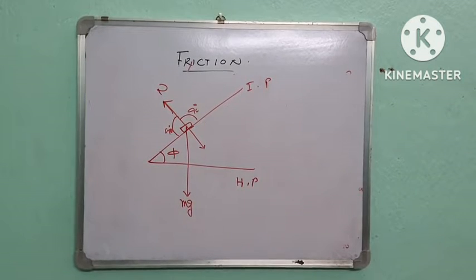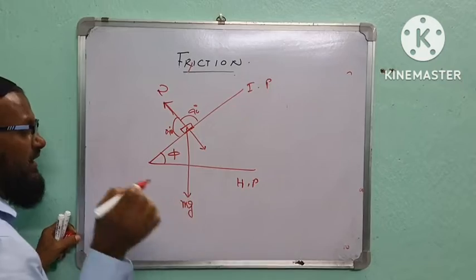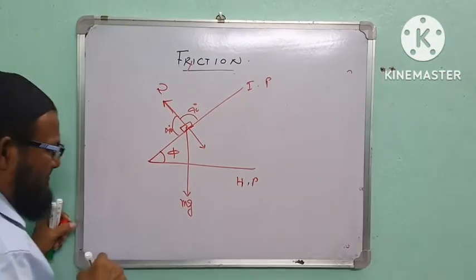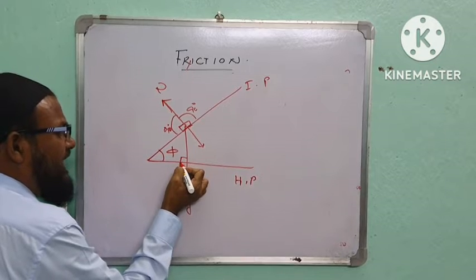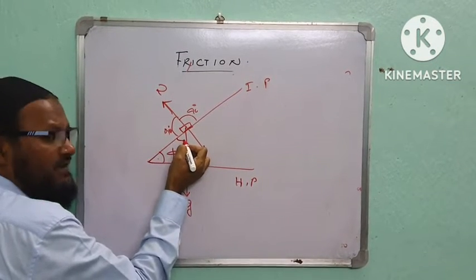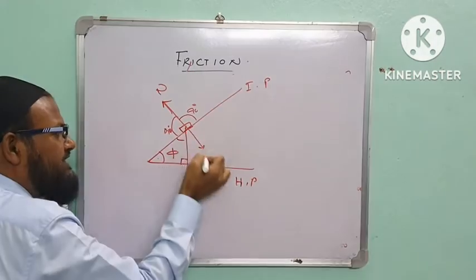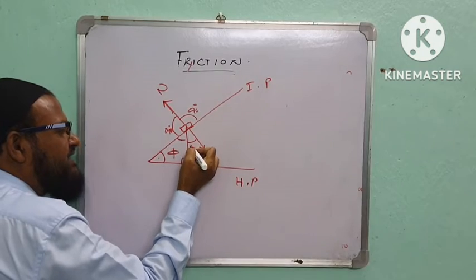Contact surface, 90 degree normal reaction. Okay. Here this angle also 90 degree. This is 90 degree, phi. And what is this angle? 90 degree minus phi. What is this total angle? 90 degree. Since this is 90 degree minus phi, what is this? Sir, this is the phi.